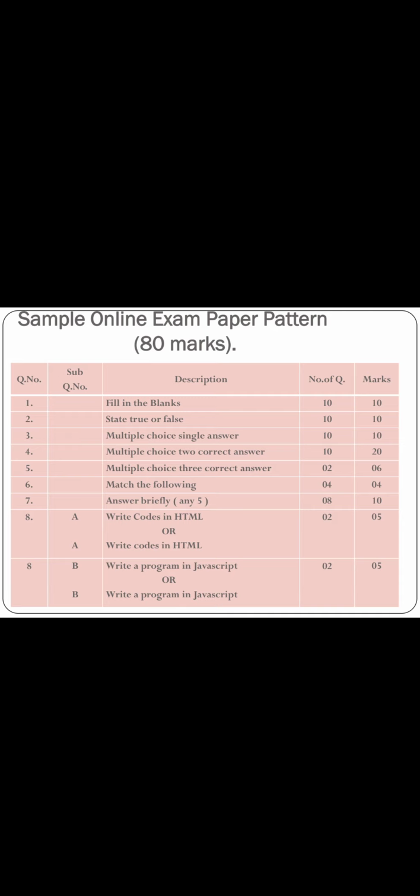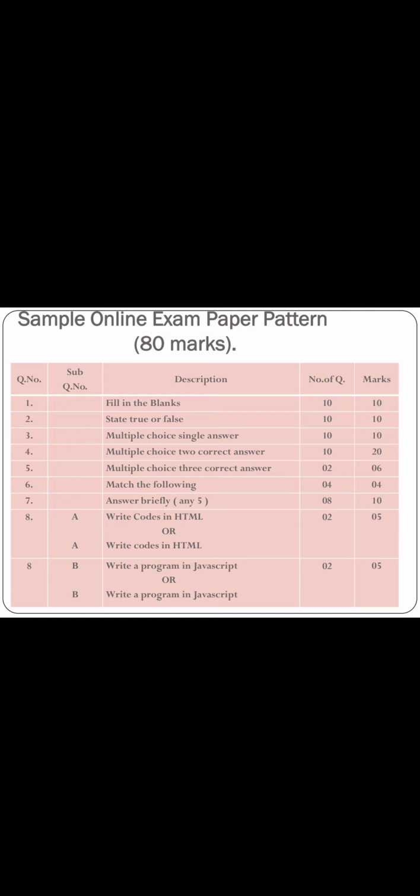The third question is multiple choice single answer. Here again there will be 10 questions, 1 mark each. So 10 marks for this question. Moving on to the fourth question. The question is multiple choice 2 correct answers, which means in this question you have to select any 2 correct answers. The number of questions is 10 and obviously each question will carry 2 marks. So the total marks come to 20.